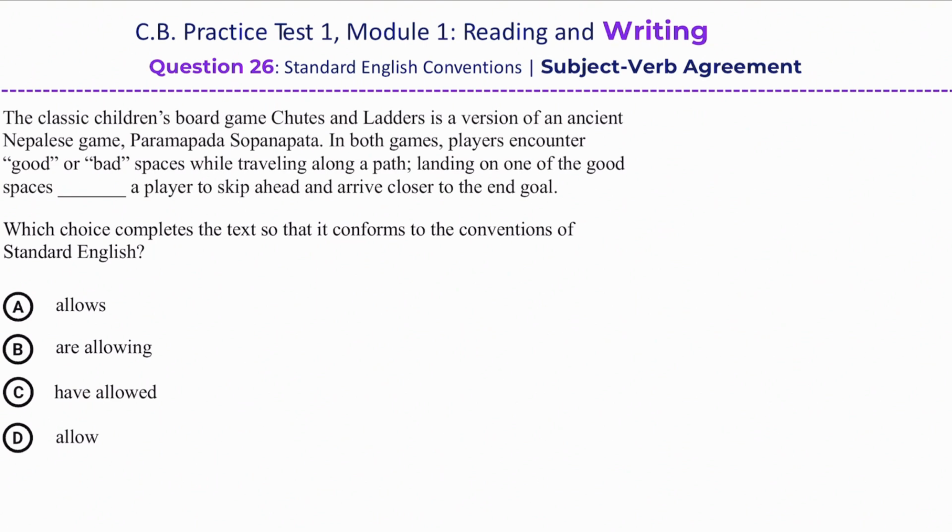Okay, so I have a singular subject here, and I have to make sure that a singular subject agrees with a singular verb. So the only answer that works here is going to be A. And again, that's because are, have, and allow are all plural verbs. So I don't have to even consider the form of the verb or the tense of the verb to get this question correct.